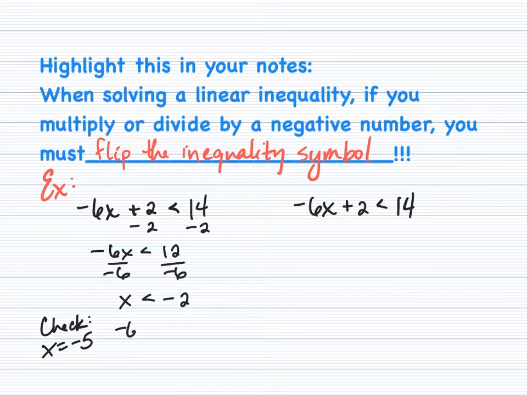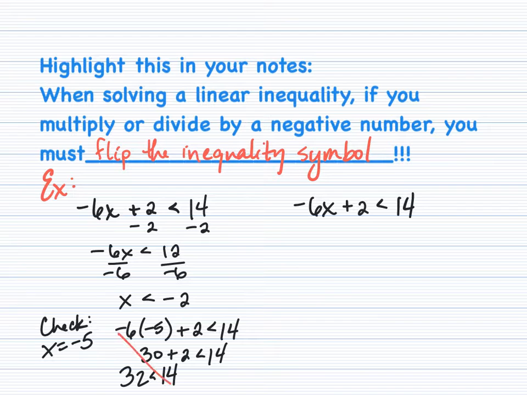So if I put negative 6 times negative 5 plus 2 is less than 14, I've got 30 plus 2 is less than 14. So I end up with 32, which is not less than 14. So this does not work.